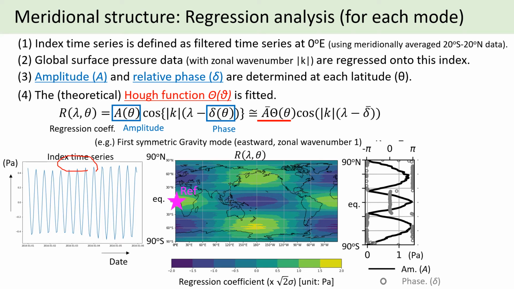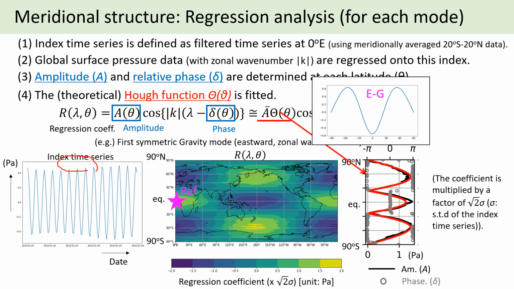And finally, in order to show how close the observed meridional structure is to the theory, we fit the Hough function to the observed meridional structure, like this. And in this case, we see that the observations are very close to the theoretical Hough functions.